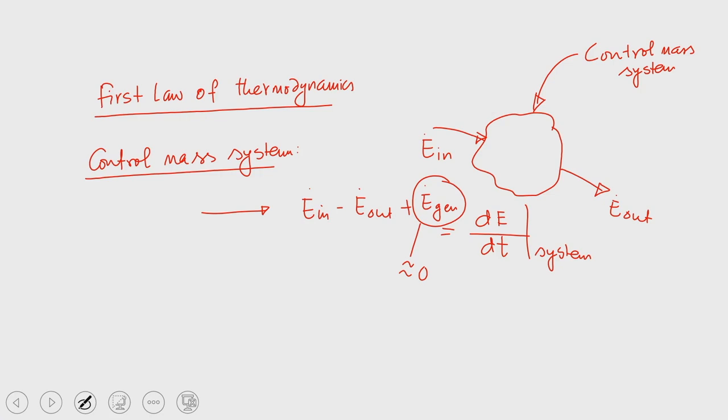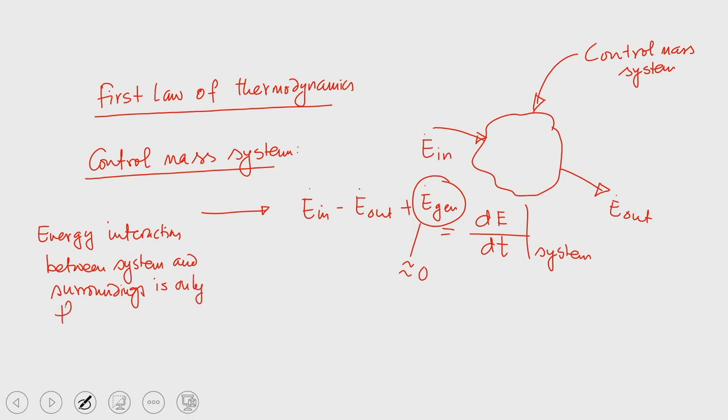So, we are writing here that energy interaction between system and surroundings is only through heat and work. So, only through heat and work, that means E dot gen equal to 0.